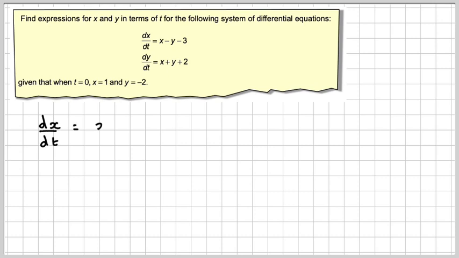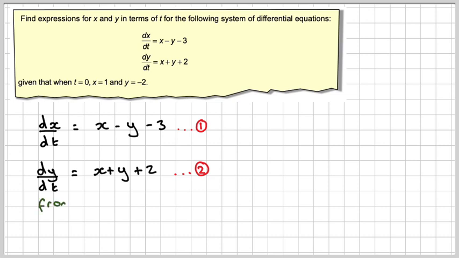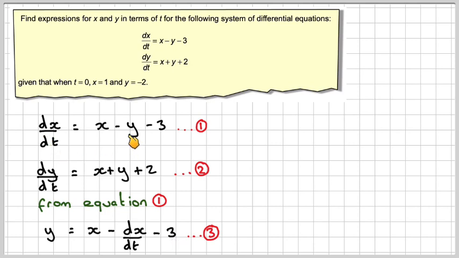Okay, so writing down the two differential equations, we're going to label this one 1 and this one 2. And then from 1, we're going to make y the subject. So making y the subject, y will be equal to x minus dx/dt minus 3. So basically we've taken the y over here and taken the dx/dt over here.